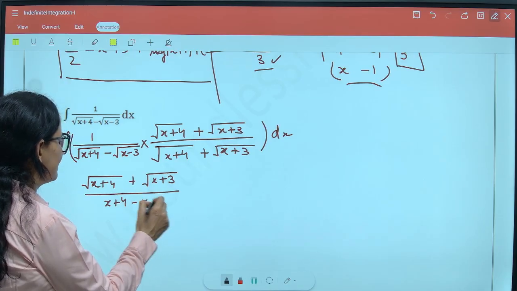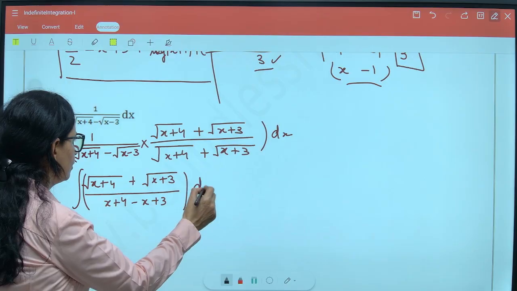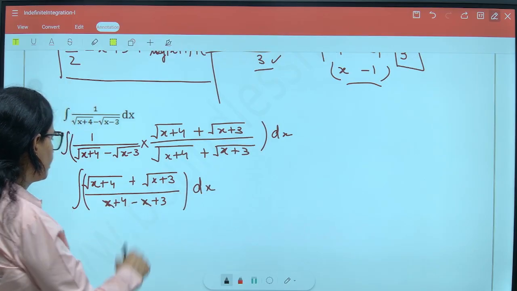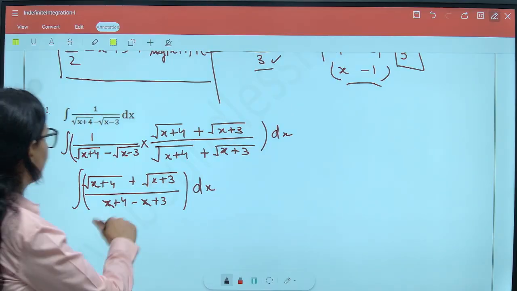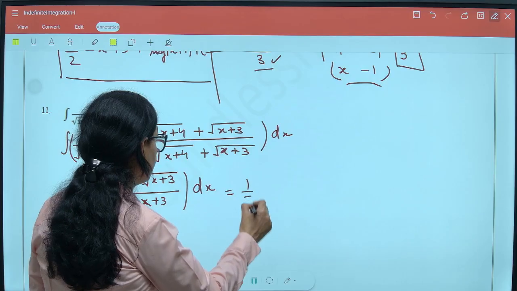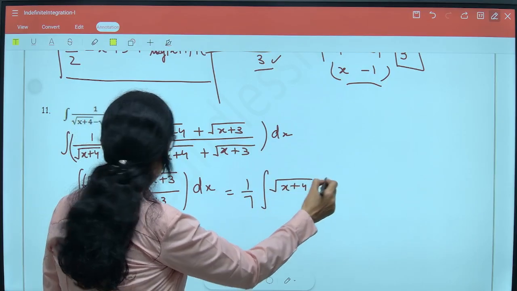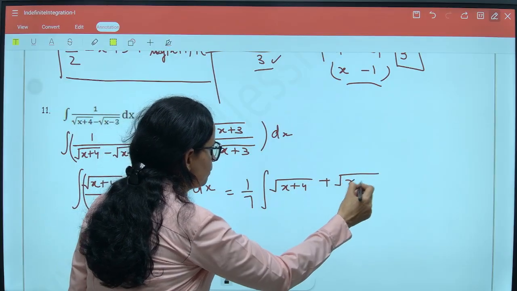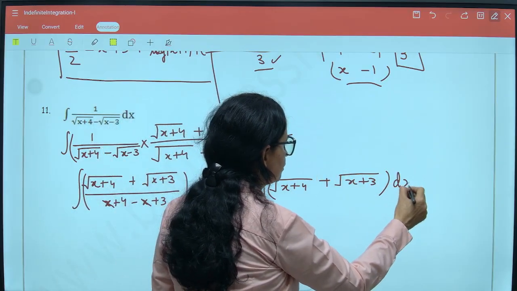It becomes minus x plus 3 integral of the entire expression, and then this x gets cancelled. So the denominator is now a constant 4 plus 3, which is 7. So I can take this 7 out and I can write 1 by 7 integral of square root of x plus 4 plus square root of x plus 3. Put brackets around multiple terms and then write dx also.